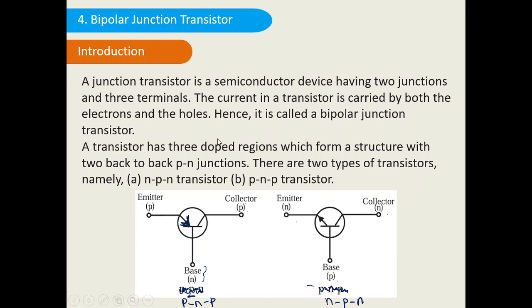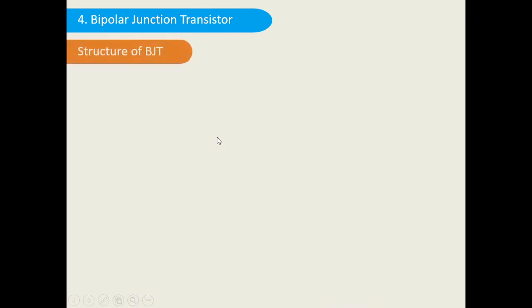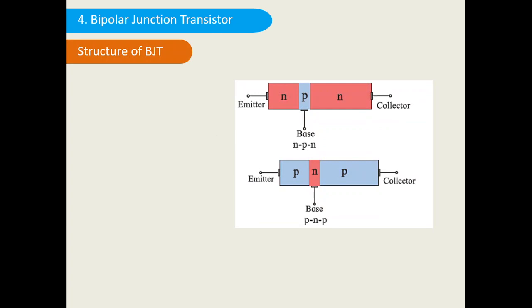Okay. So now moving to the next part. The structure of BJT is like this. You can say this is the emitter, this is the collector, and this is the base. This is for NPN transistor, and this is for PNP transistor.